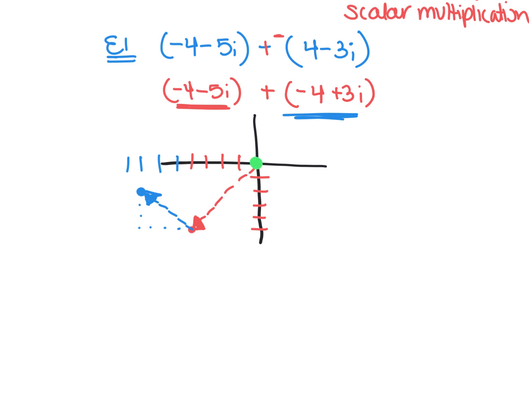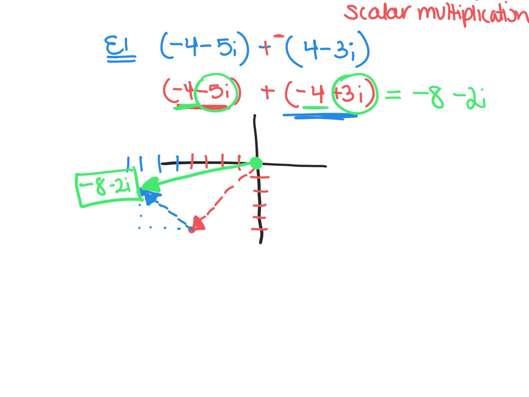Go back to the origin and connect to that final point. So this one in green is our answer, and you can see here you've gone left 8, down 2, and that's the final complex number. Now algebraically, you're just adding like terms. Negative 4 plus a negative 4 is negative 8. Negative 5i plus 3i is minus 2i.